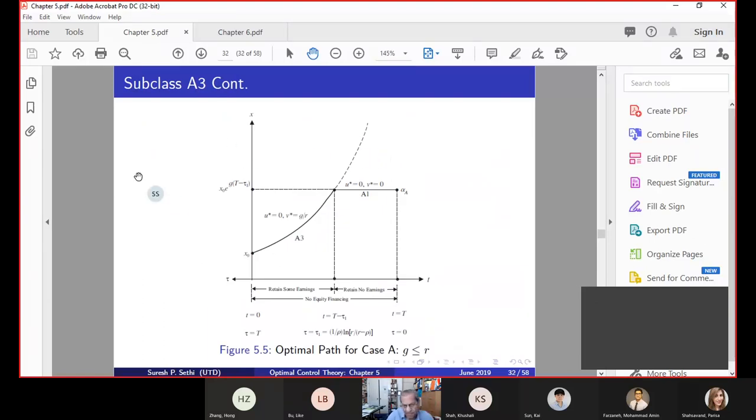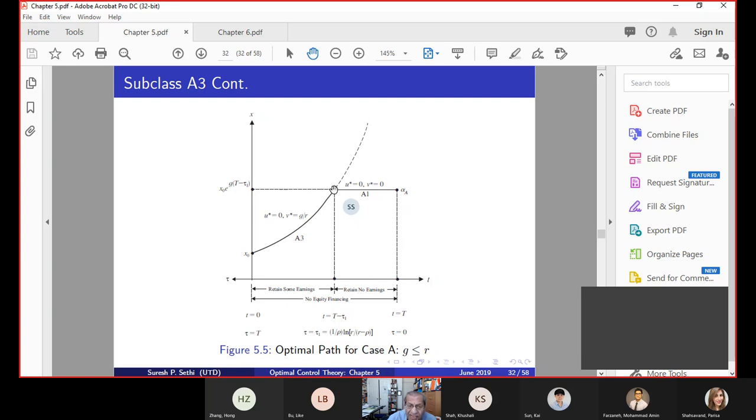So this is what we did. We started here, and this is the tau 1. And so t is T minus tau 1. Tau is going this way, so tau equal to 0, tau equal to tau 1, and tau equal to T. t equal to 0, t equal to T minus tau 1, t equal to T. So let's go tau first. What we've shown is that for tau from 0 to tau 1, the control is U star, V star equal to 0. And this is case A2, right at that point.